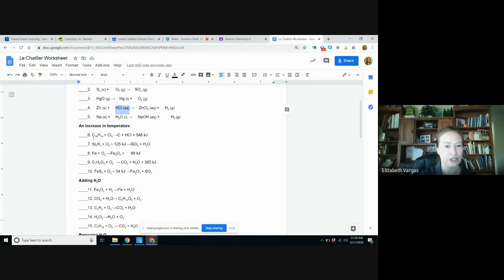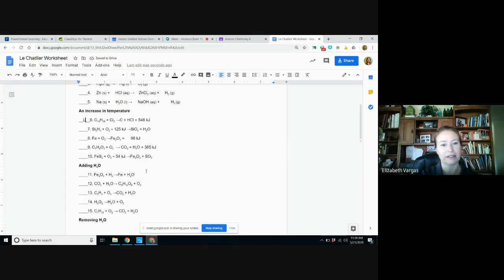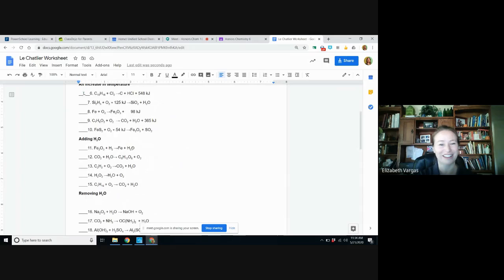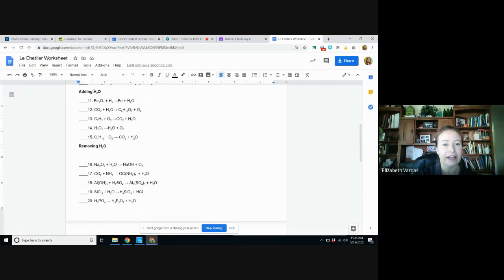Okay, for temperature, if I increase the temperature of these guys down below, you have to look at what side is the heat on. For number 6, the heat is on the right. It's a product. So if I increase the temperature, I'm adding to the right-hand side. Whatever side you add to, it goes the opposite way. So this one is going to shift to the left. Okay, and you guys can do the rest on your own. Remind me to go back and take these out of the worksheet when we're done, so you guys can do all this.